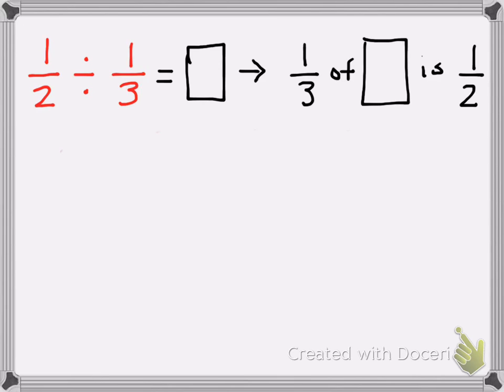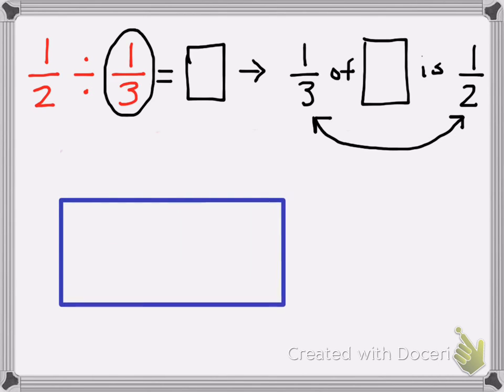So when I look at that, it makes a connection here. 1/3 of some number is 1/2. We just don't know what number. So we're going to use this idea to help us make a model. And here's how it's going to work. I'm going to model my second fraction this time. So when it's fraction divided by fraction, I want you to model your second fraction, and it will look like this. We're just going to use the box again.